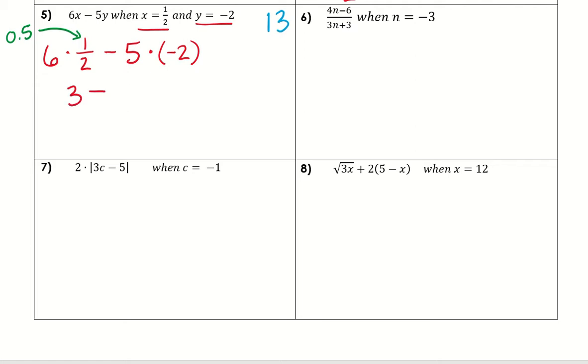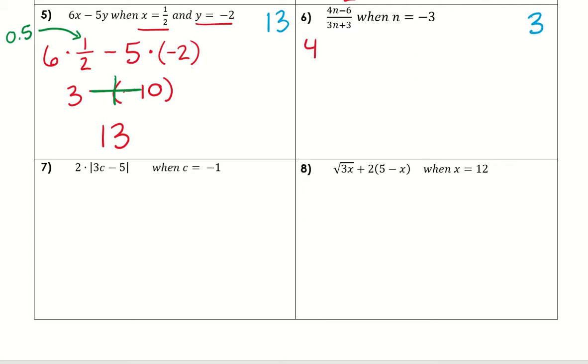So I'm going to do both my multiplications in the same step. So 6 times 1/2 was 3. 5 times -2 is -10. And I kept that in parentheses because I see I have 2 negatives here. 3 plus 10 is 13. All right, number 6. The answer is 3.